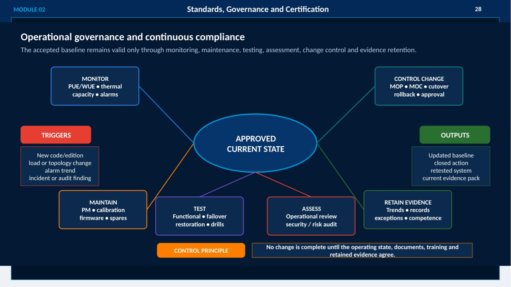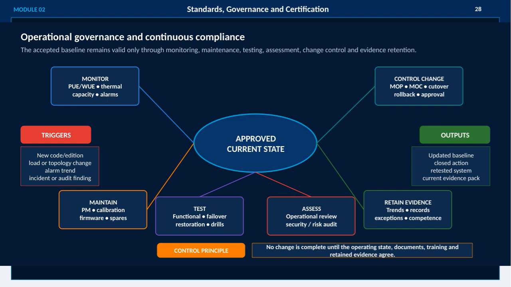Change control is vital. It includes managing plans of operation, managing organizational changes, cutovers, rollbacks, and approvals to ensure any modifications are properly executed. Finally, retaining evidence through trends, records, exceptions, and competence documentation supports accountability and traceability. Triggers such as new codes, load changes, alarm trends, or audit findings initiate this governance cycle.